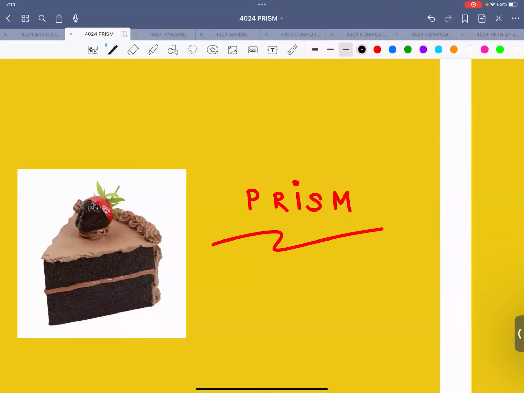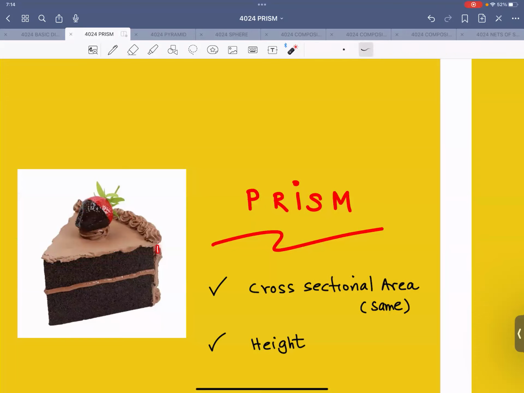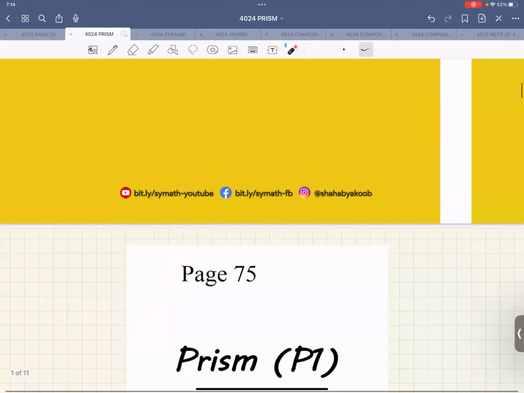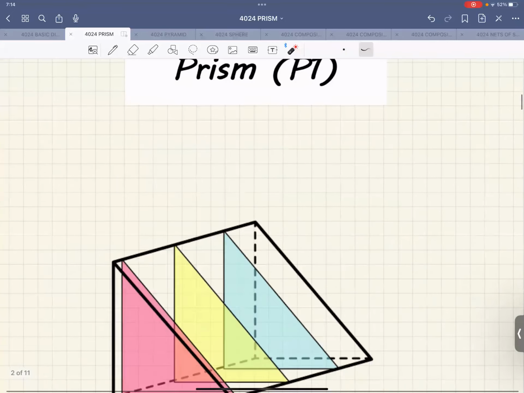So now, first of all, let me write down that a prism has a cross-sectional area which remains same throughout. It does not change. And then this prism has a height, or we can use the term length also. Now, if this chocolate cake is there, this is the height, and this area over here, that is the cross-sectional area. Now, let's try out some questions from paper 1.